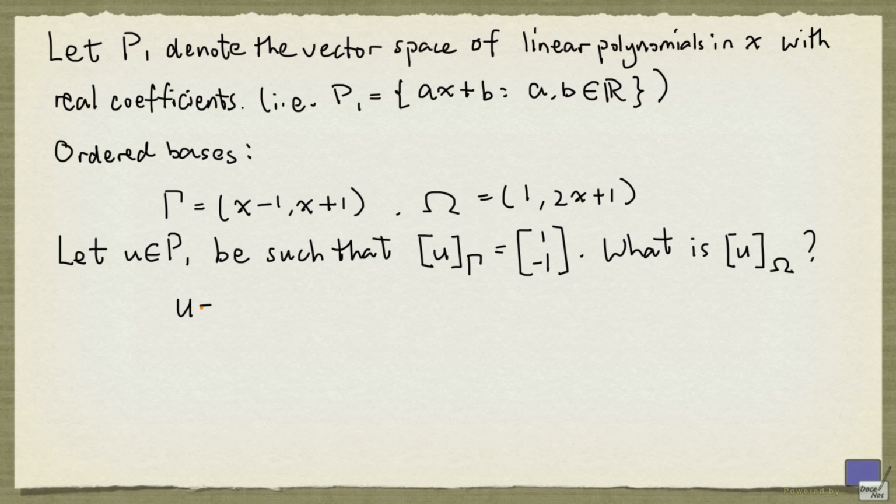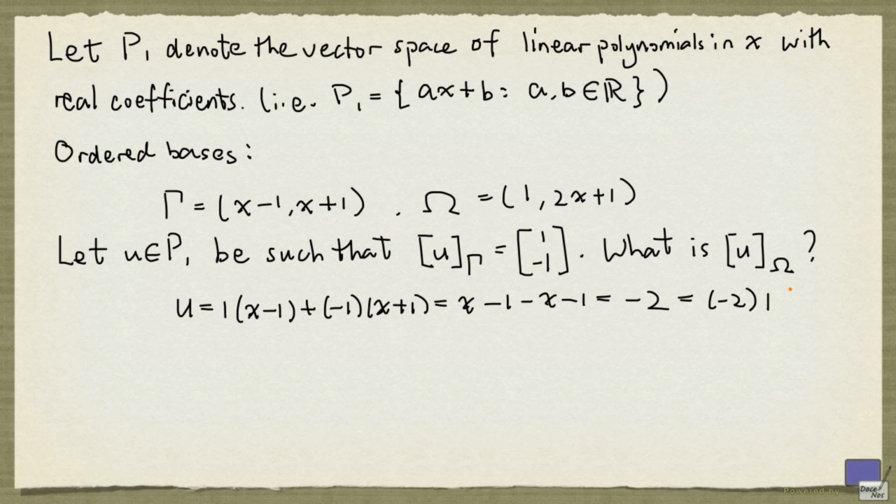So u is going to be 1 times the first vector in gamma plus minus 1 times the second vector in gamma, and that gives us x minus 1 minus (x plus 1), and so that is minus 2. And now it's easy to see that minus 2 is simply minus 2 times the first vector in omega plus 0 times the second vector in omega. And so the tuple representation of u with respect to omega is going to be (-2, 0).